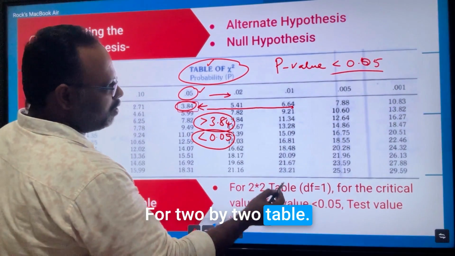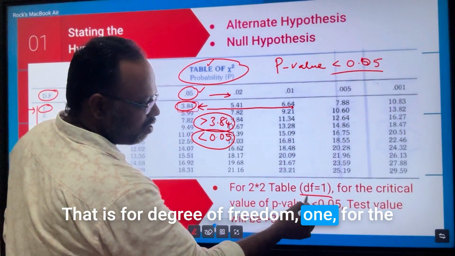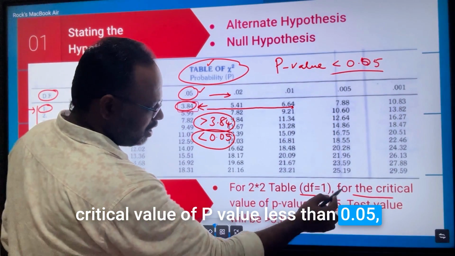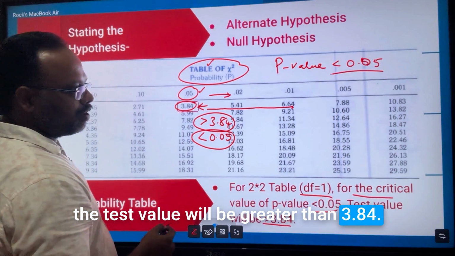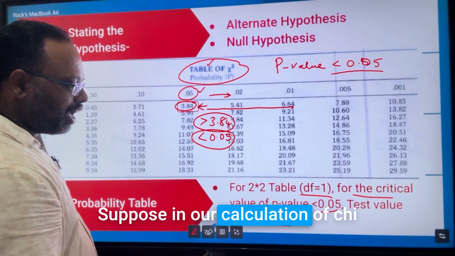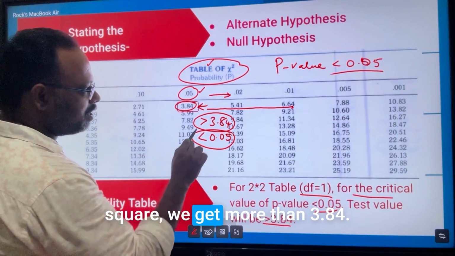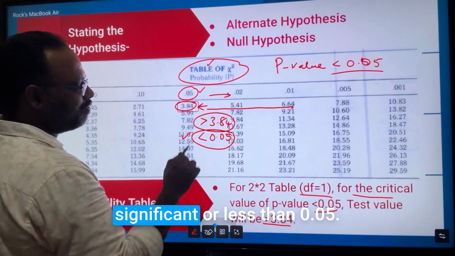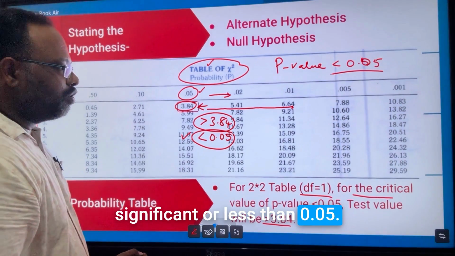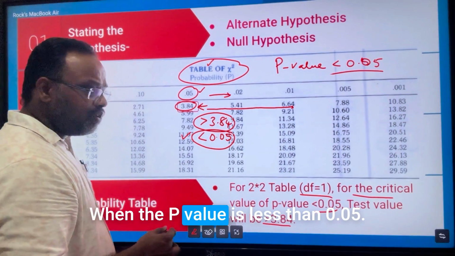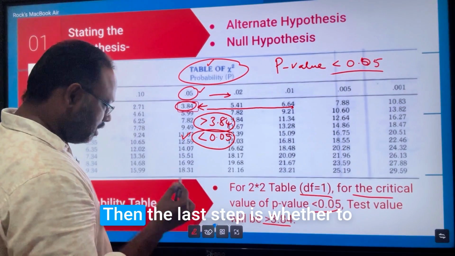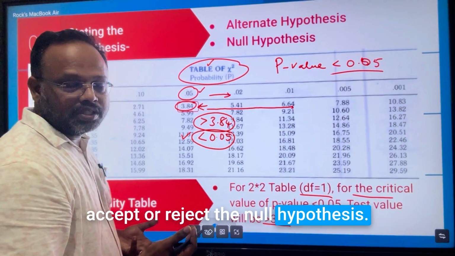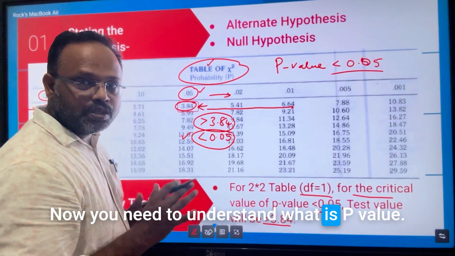For 2 by 2 table, that is for degree of freedom 1, for the critical value of p value less than 0.05, the test value will be greater than 3.84. Suppose in our calculation of chi-square we get more than 3.84, then we can say p value is significant or less than 0.05. When the p value is less than 0.05, then the last step is whether to accept or reject the null hypothesis. Now you need to understand what is p value.